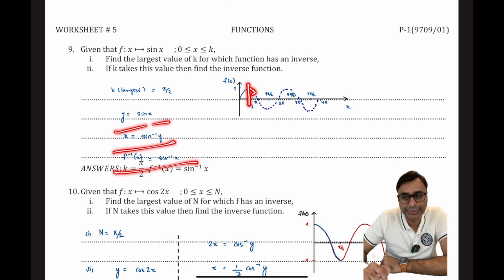The notation of the inverse of sine is sine inverse, the inverse of cos is cos inverse, and the inverse of tan is tan inverse, of course.